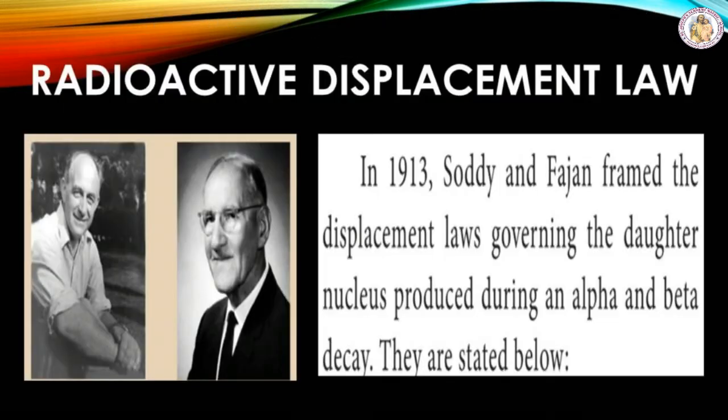Radioactive displacement law. In 1913, Soddy and Fajans formed the displacement laws governing the daughter nucleus produced during an alpha and beta decay. They are stated below.